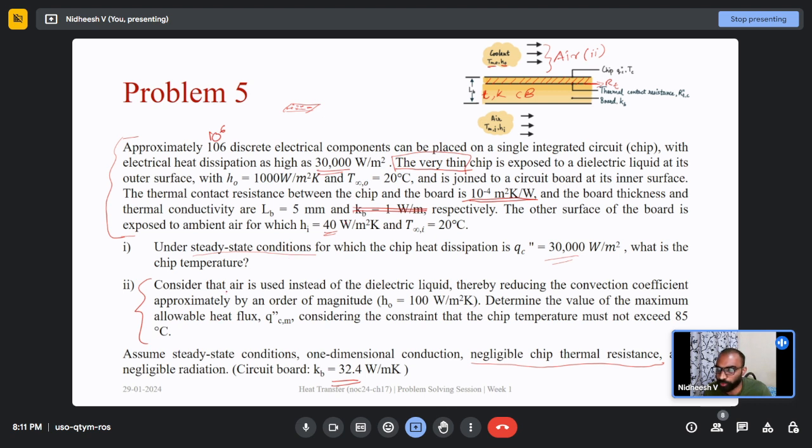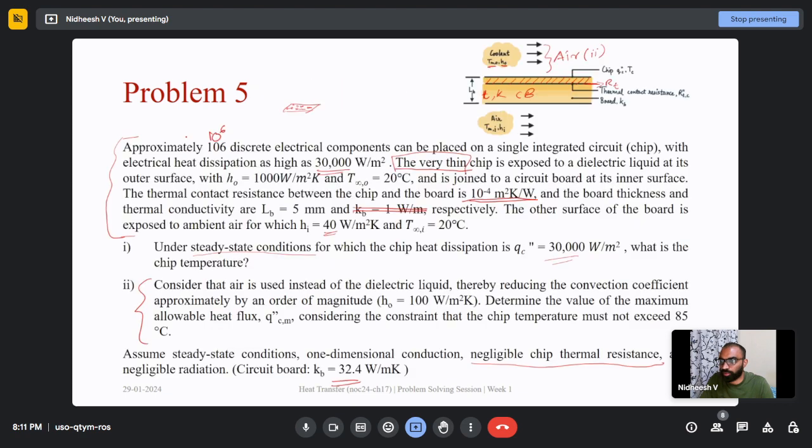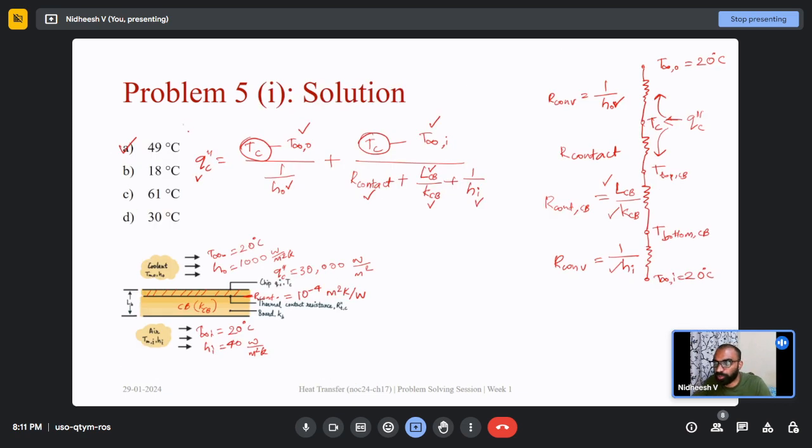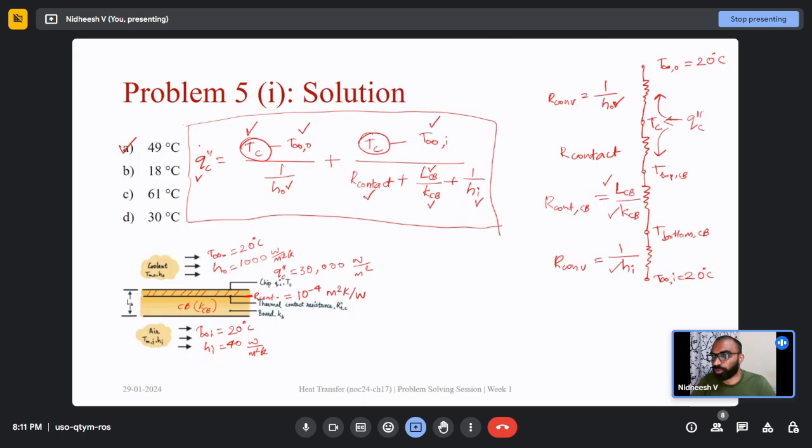So is the second part question clear? Yeah, as you said, yes. We will use the same equation. What about 85 degrees centigrade? We will use the same equation. In this case, the thermal resistance circuit is not changing, right? The known and unknown values are changing. Previously, the chip temperature was the unknown, but now chip temperature is a known value, 85 degrees Celsius. The unknown value is the maximum allowable flux.